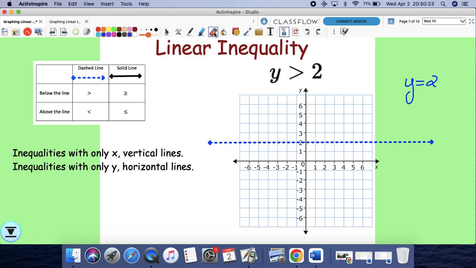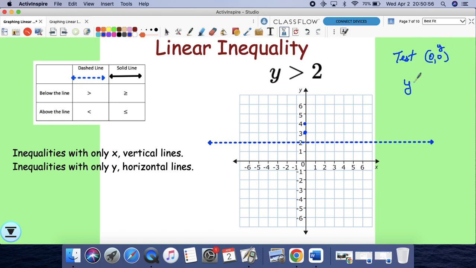We now want to determine, is it the region above this line where all the y values are greater than 2, or is it below this line? So this one is easy. If you look, right over here the y value is 3, right over here the y value is 4, and so forth. But you can still pick a test point, and we're going to pick (0, 0) because it's not on the line. So remember, when we're doing a test point, we want to pick a point that's not on the line. Let's pick (0, 0). And in (0, 0), the y value is 0.